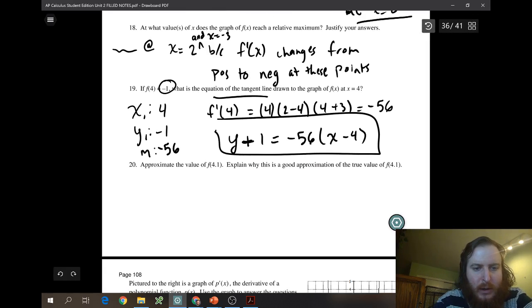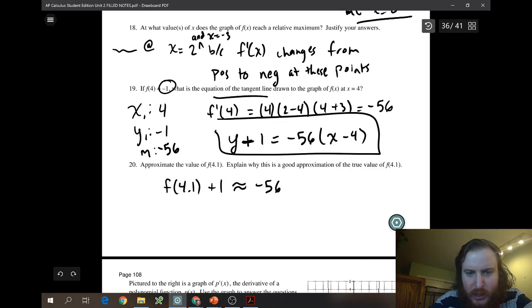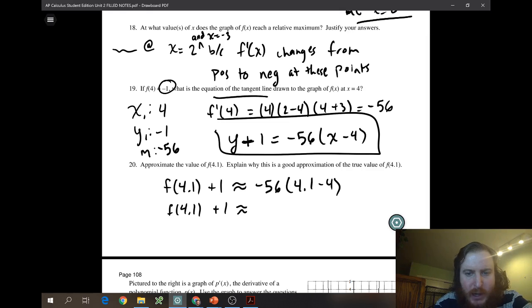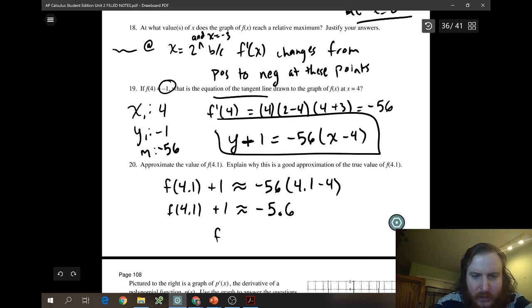So now we said that we replace y with f of 4.1. We're going to replace our equal signs with an approximately sign. And then we're going to replace our x with 4.1. So we get f of 4.1 plus 1 is approximately negative 56 times, I'm going to skip a step, 4.1 minus 4 is 0.1. Negative 56 times 0.1 is going to be negative 5.6. And subtract 1 from both sides, f of 4.1 is approximately negative 6.6.